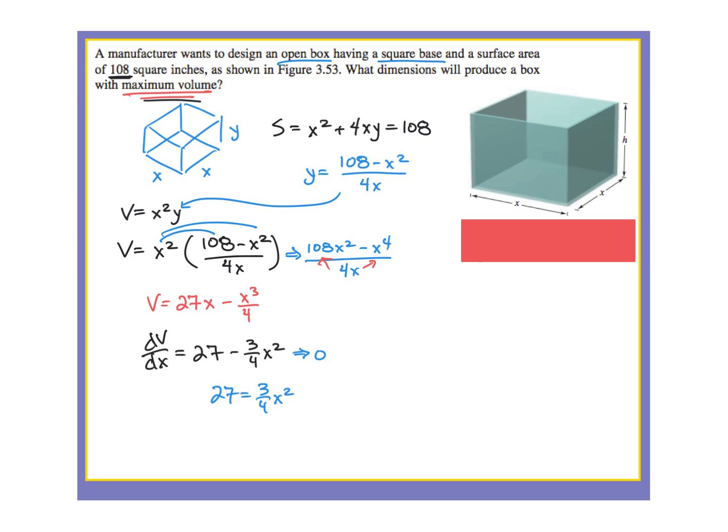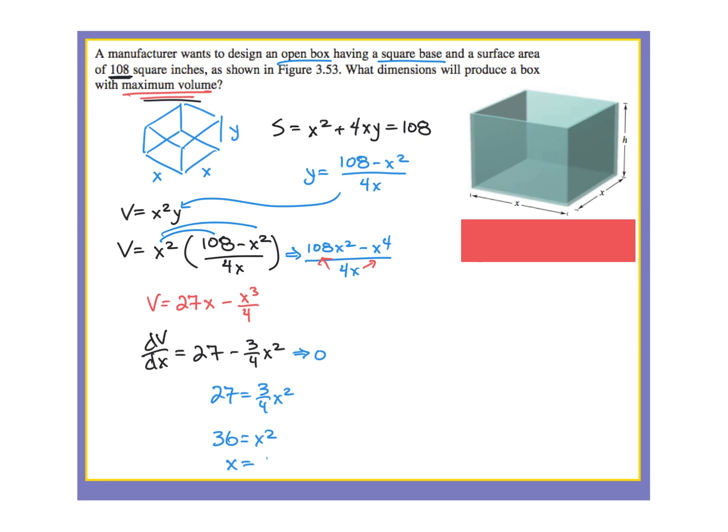The reciprocal, which is 4/3. So I take this and multiply it by 4/3. I personally would take 27 divided by 3 first, which is 9, and then times 4, which is 36. So now I have 36 is equal to x squared. And so then I square root it, and I get x is equal to 6.